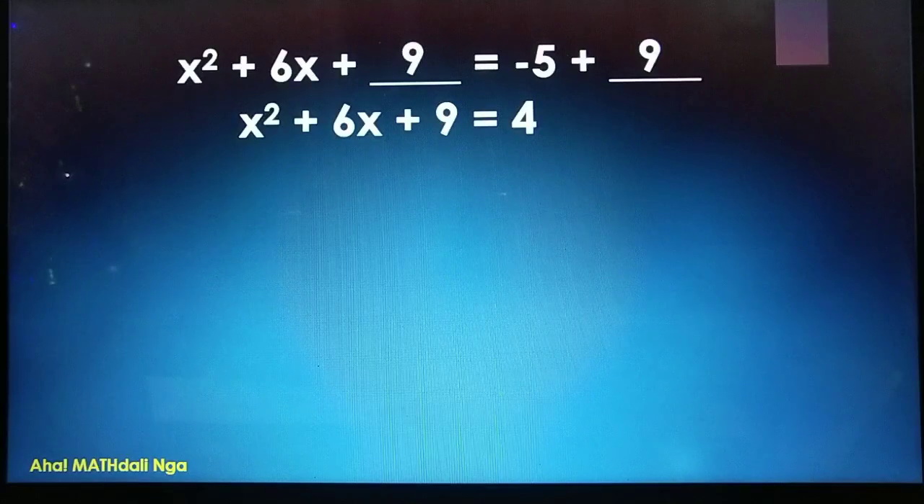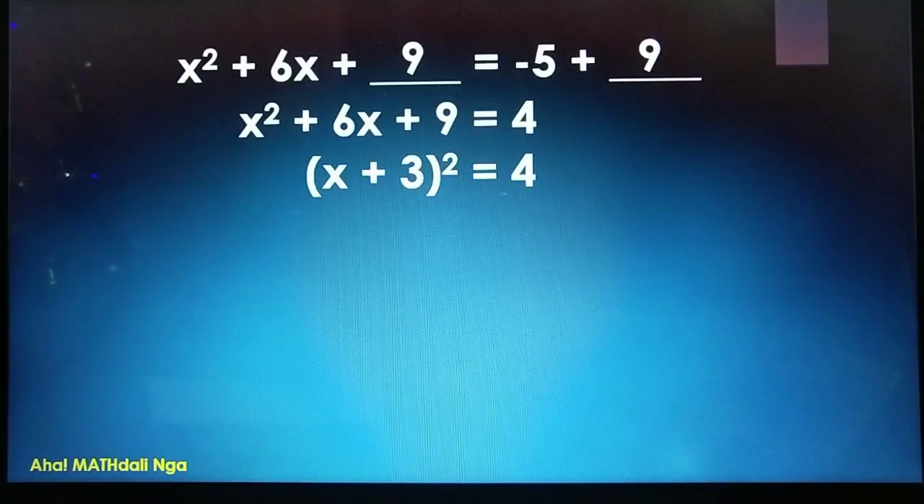So x squared plus 6x plus 9 is now a perfect square trinomial. We will express this perfect square trinomial as a square of the binomial. Let's factor this. The factors of x squared plus 6x plus 9 is equal to the square of x plus 3 equals 4. This is now the equation in the form the square of x minus h equals k.